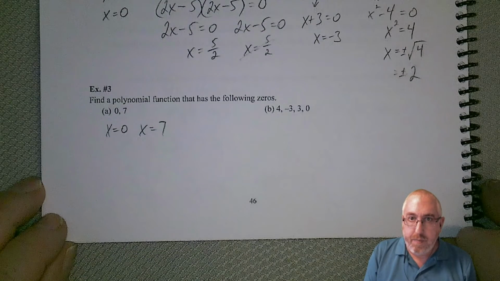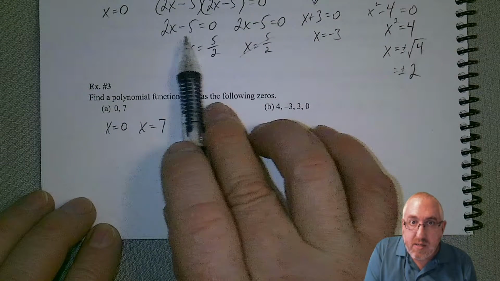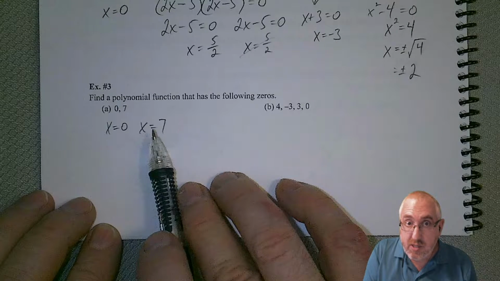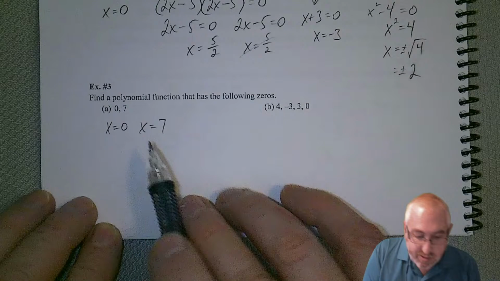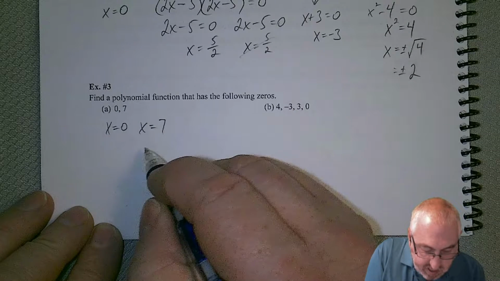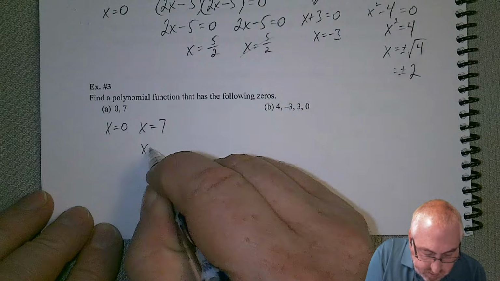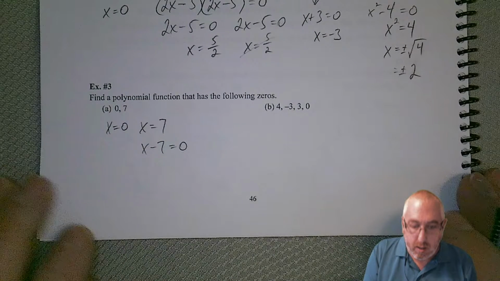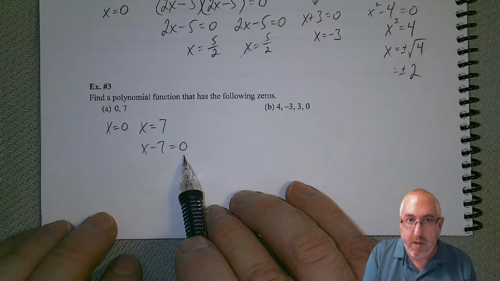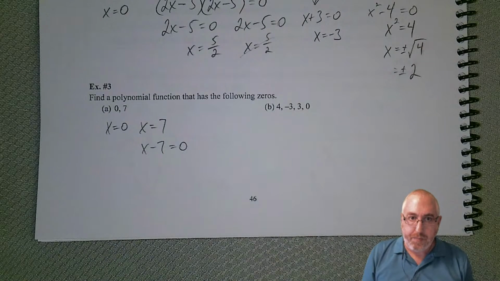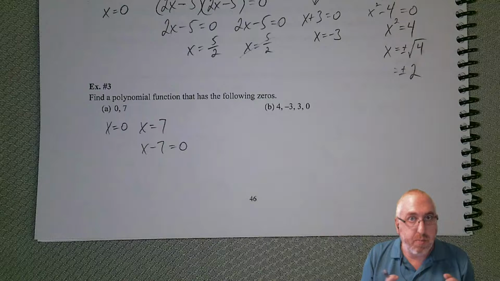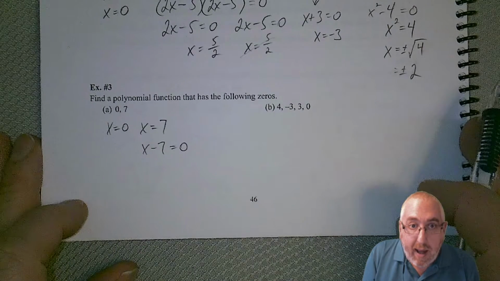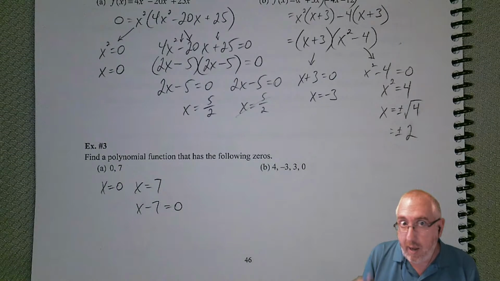But to try to get it to look something like this, I'd have to rewrite not the first one because it's already equal to 0, but this one. If I wanted it equal to 0, I'd have to move the 7 onto the same side as the x. So by subtracting the 7, I get x minus 7 equals 0. Now I'm going to show you a quicker way after this, but for now just keep following me.